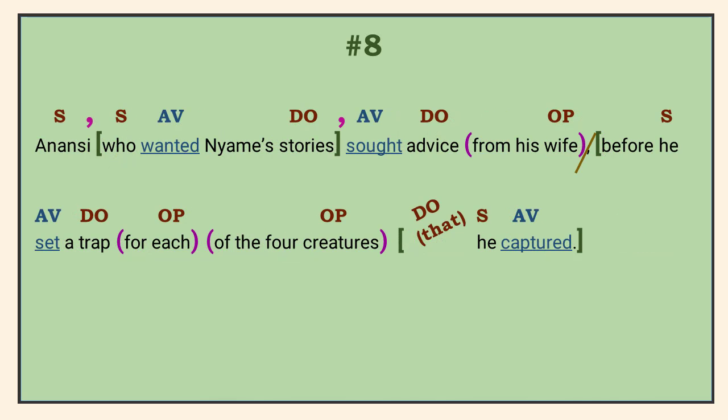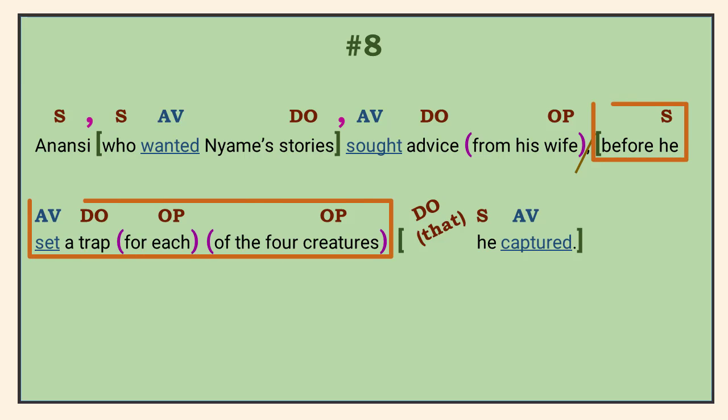Number 8. The first relative clause provides extra information about Anansi, his motivation. It is not essential in understanding which Anansi, so we put commas on both sides. "Before he set a trap" tells when he sought the advice, so since this adverb clause follows the verb it modifies, we don't use a comma.